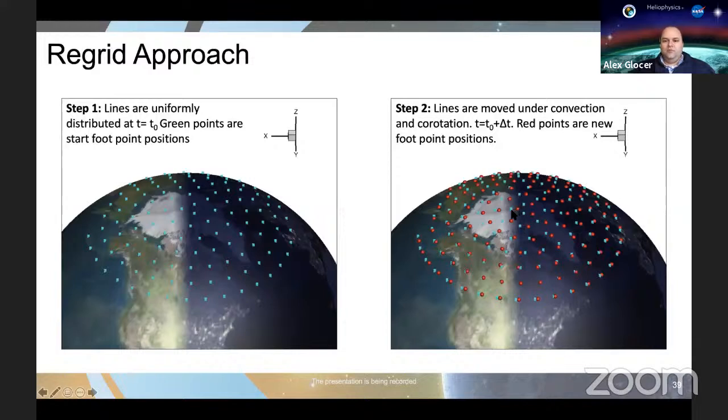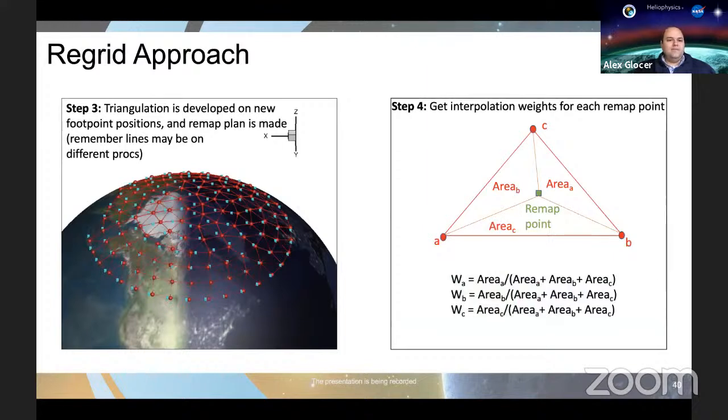So on the right, the green dots are the initial location and the red dots are the new location of the field line after they've moved. Now, the idea is we want to be able to remap our grid points or resample our grid points back on our original distribution and try and maintain a nice uniform coverage of the outflow solution.